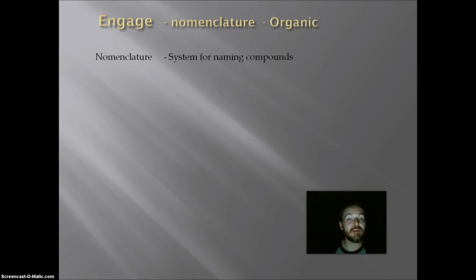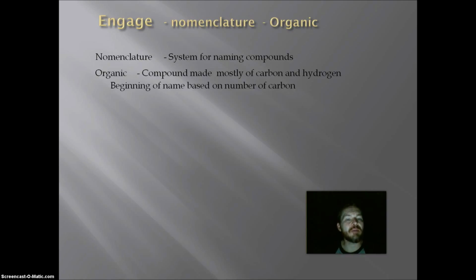In this module, we're going to look at the nomenclature of organic compounds. Nomenclature is a system for naming the compound, so even if we haven't seen it before, we can figure out what it is going to be called. And organic compounds, from our previous unit, we know are compounds that are made mostly of carbon and hydrogen. So for organic compounds, the beginning of the name is based on the number of carbon that are found in there.